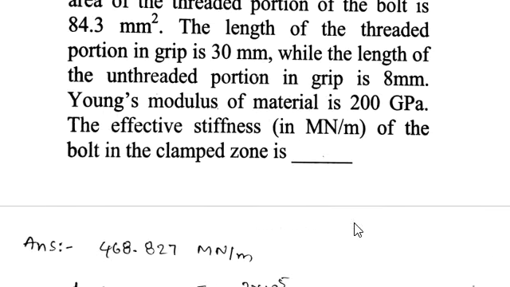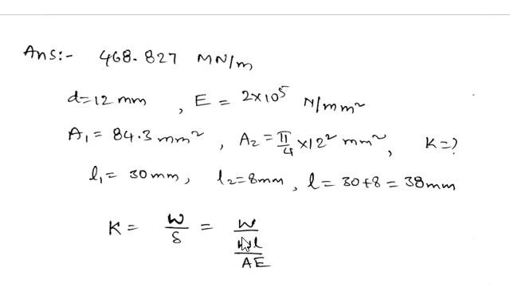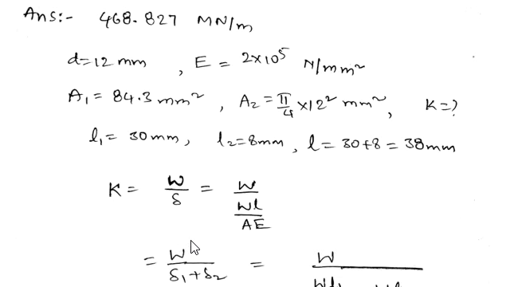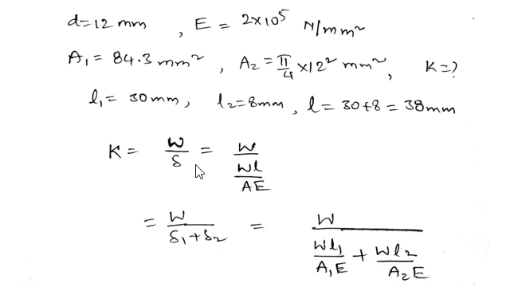So it is asking for the effective stiffness. We know stiffness we can write as load by deflection, that is delta. And you can see here you have a threaded portion and an unthreaded portion of different lengths and also different areas. So we'll get the elongation in the threaded portion as delta 1, and the elongation in the unthreaded portion as delta 2. We know elongation delta is PL by AE. In place of P we are taking W here, so W into L by AE.